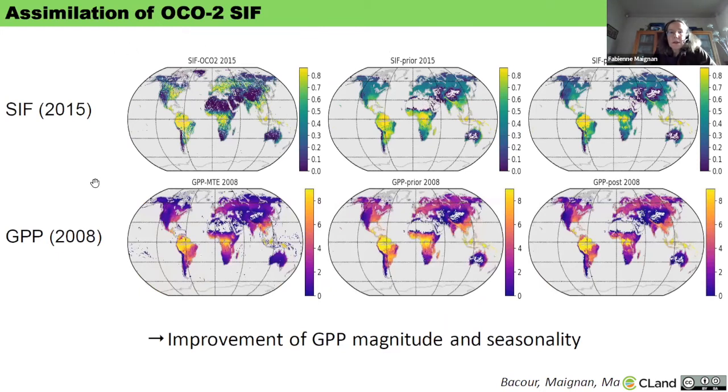For this another assimilation exercise, we use OCO-2 SIF data. On top here, you see maps of SIF. On the bottom, you see maps of GPP. The first column is the data product. The second column is a prior estimate. And the last column is a posterior estimate using the parameters optimized following the SIF data assimilation. And so we see again an improvement after the assimilation, with mainly a reduction of the productivity in the tropics again.